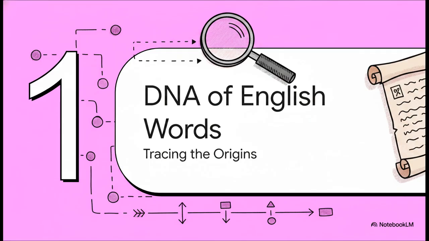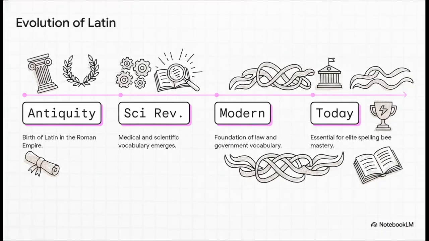Section 1. The DNA of English words, tracing the origins. Okay, every good detective knows you have to understand exactly where your suspect comes from, right? We have to trace the historical origin. Latin didn't just disappear when the Roman Empire fell. It actually evolved and completely infiltrated the English language. Think about the timeline. Over the centuries, especially during the scientific revolution, scholars needed super precise words to describe all their new medical and scientific discoveries. So where did they turn?